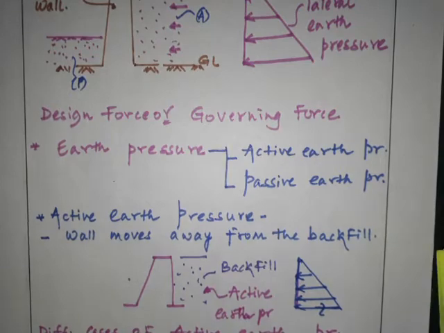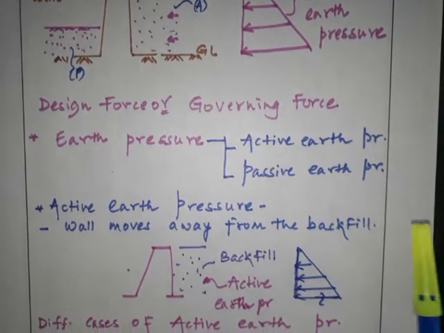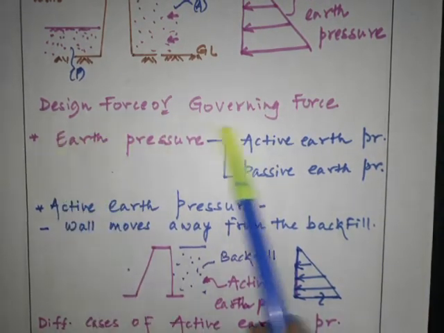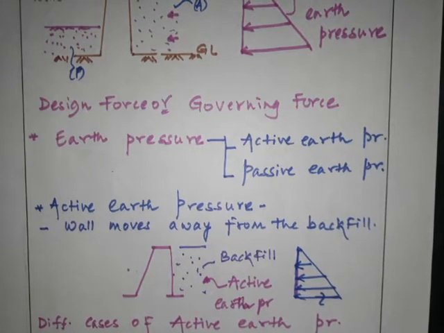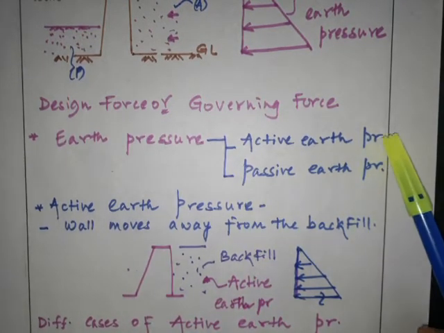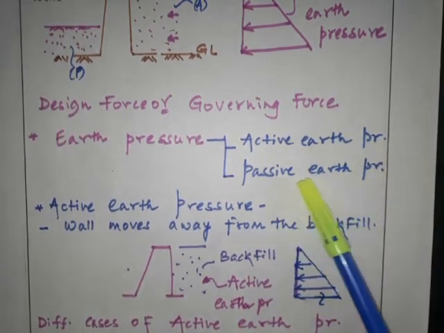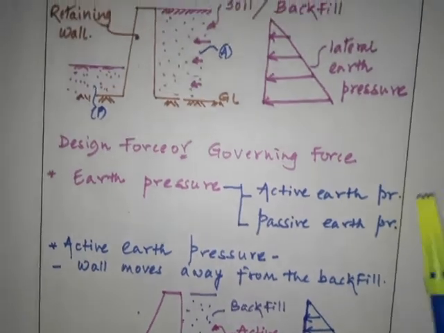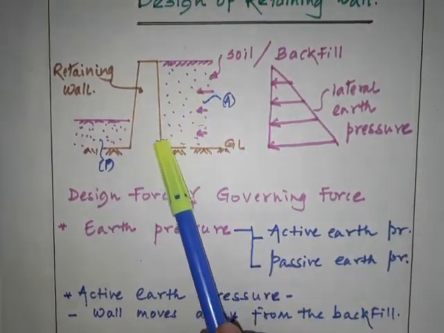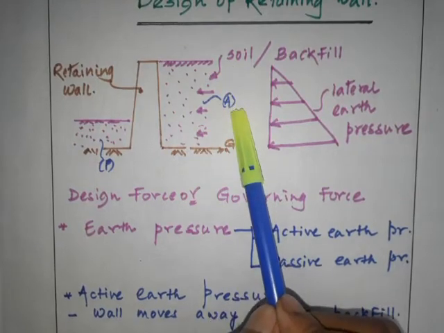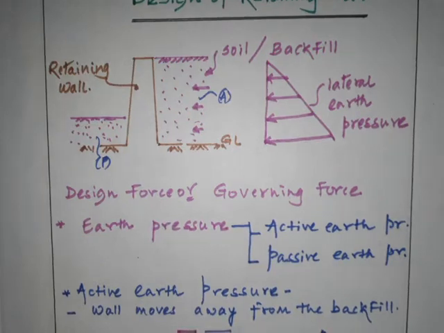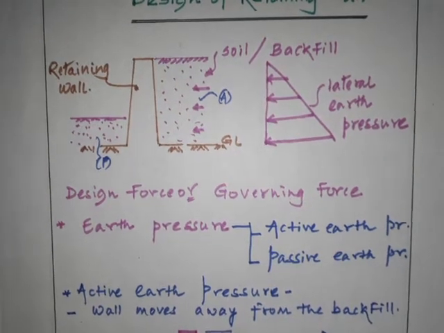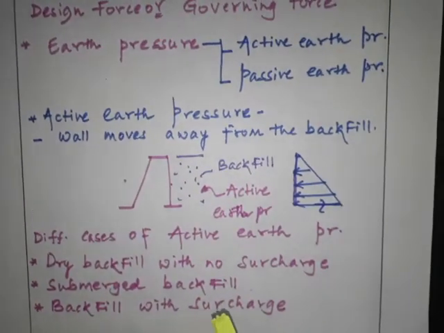What are the forces we need to consider? I told you the wall will be designed to resist the earth pressure, that is lateral earth pressure. In that we have two, active earth pressure and passive earth pressure. The wall retains the soil, which develops the active earth pressure, and on the other side the soil will develop the passive earth pressure.